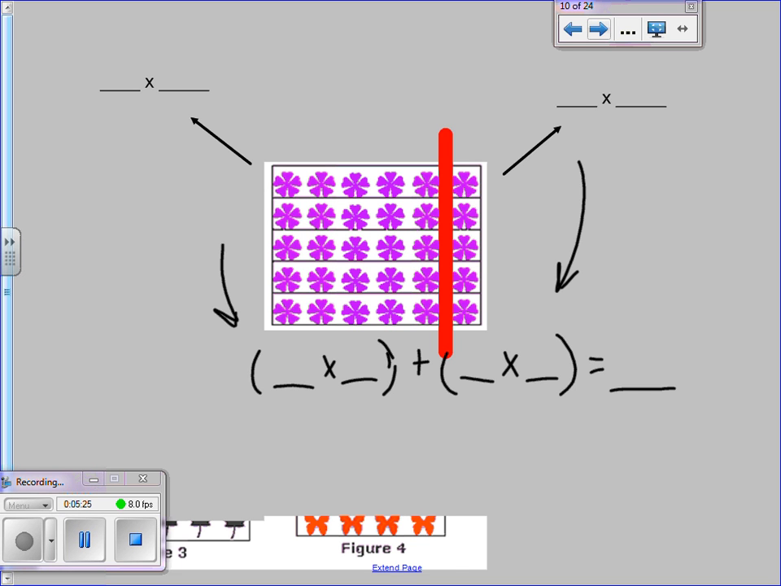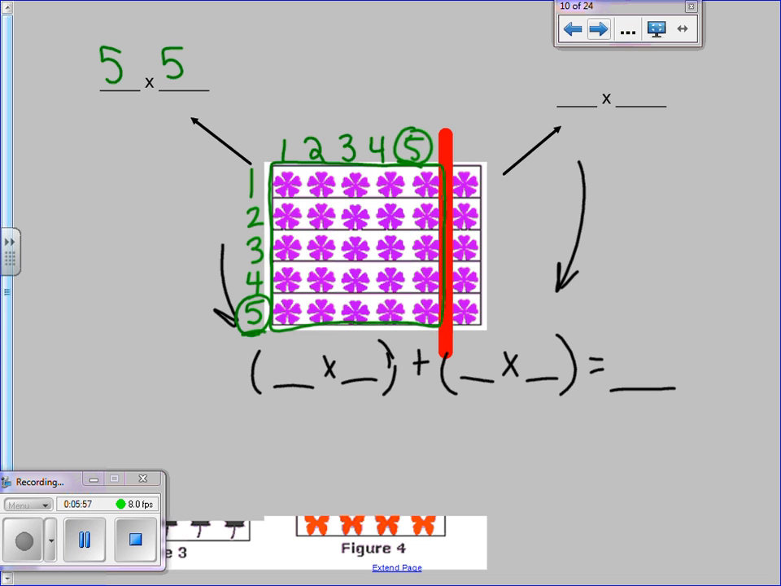So now we're going to show you how to solve this problem. The first thing I would do is put a box around this first part of the array, okay? We'll call these flower petals. So first I'm going to count the number of rows. 1, 2, 3, 4, 5. There are 5 rows of flower petals. And now I'm going to count how many columns there are. 1, 2, 3, 4, 5 columns. So we know that there's 5 rows and 5 columns. That gives us 5 times 5.